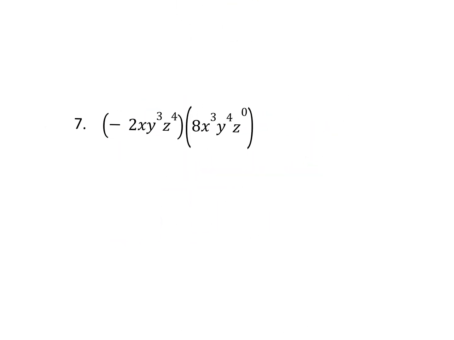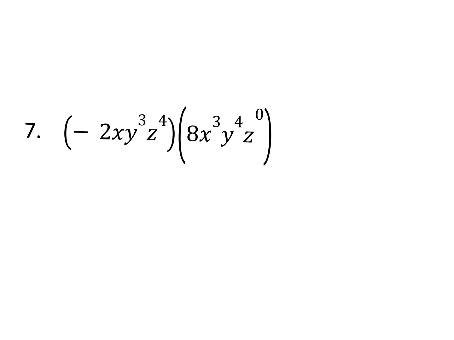Okay, let's try number 7. Start with my coefficients. I have a -2 and an 8. Those are going to give me a -16. I'm going to put numbers on all my variables that don't have them, just so I don't forget about them. Okay, and I also see z to the 0 power, so I'm going to cancel that one out. That one's not even going to be there because I know that's going to turn into a 1, which isn't going to change my -16 at all. So I'm going to get rid of that.